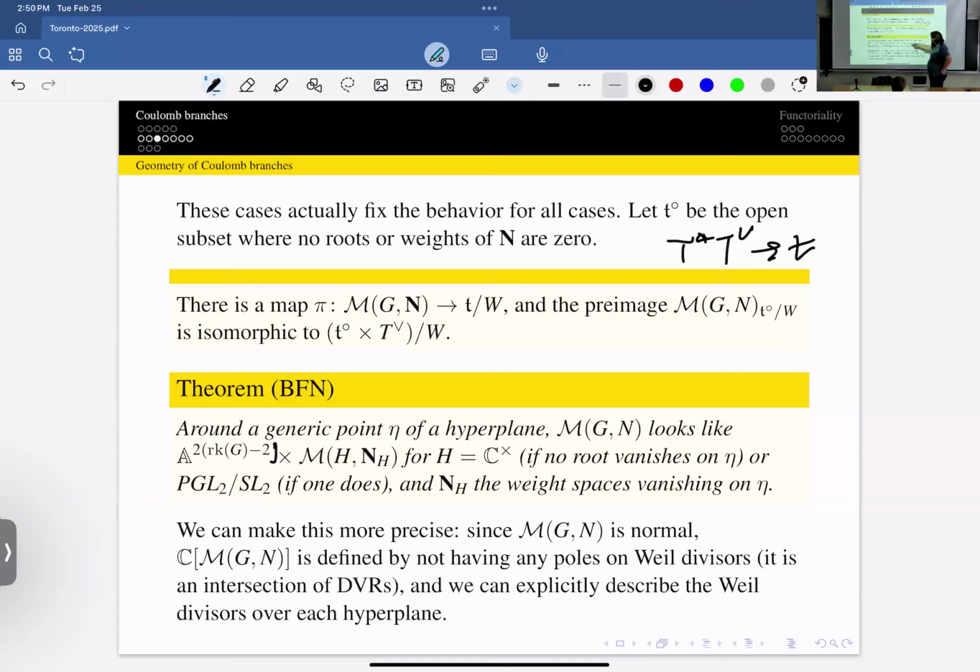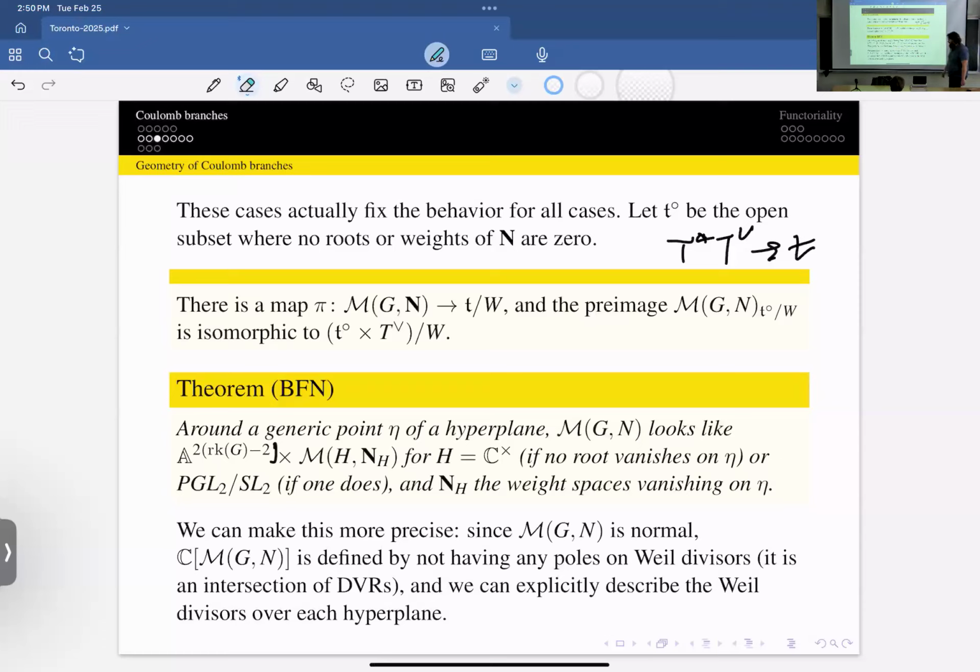If I'm on a hyperplane where no root vanishes, I get C*, coming from a generic point of that hyperplane, and you get the PGL_2 or SL_2 story if a root does vanish there, the PGL_2 or SL_2 that comes from that root. I'm always getting the Coulomb branch for this subgroup and the weight spaces that vanish on this hyperplane. So I can always reduce to these rank 1 cases.